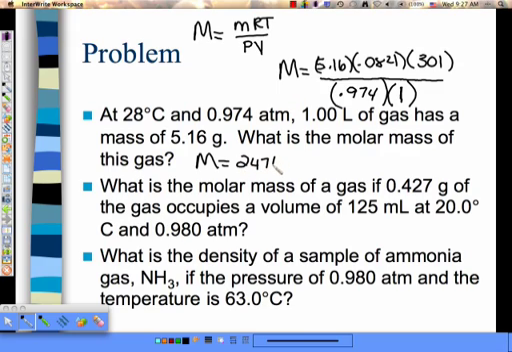I got 130.9. Okay, 130.9. What would be your units?